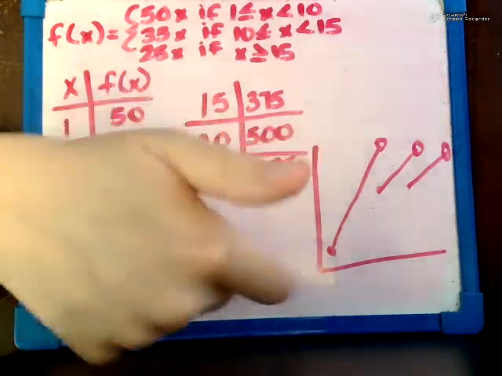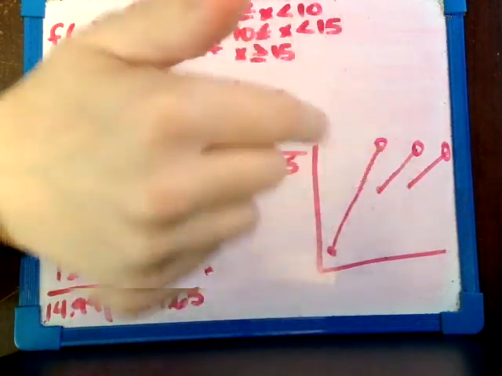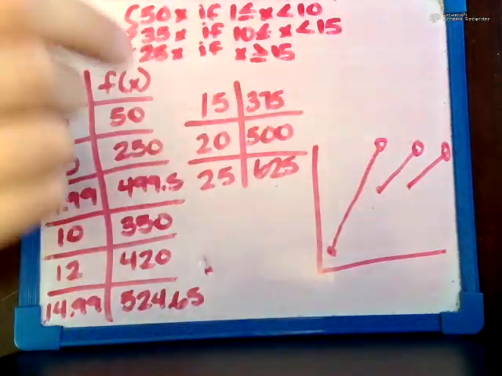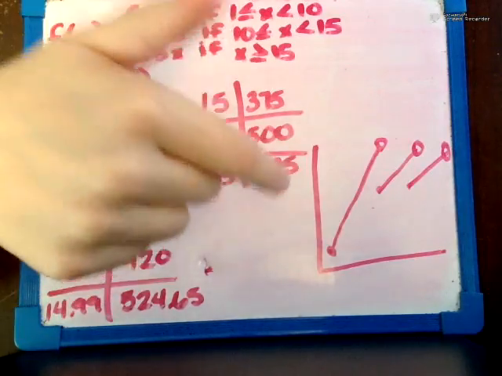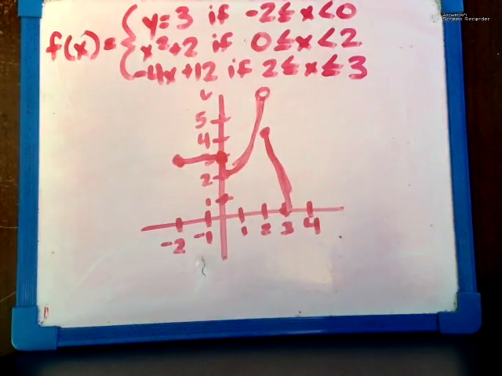For scale, on the x-axis, they went by 2s, so 2, 4, 6, 8, 10, 12. And for the y-axis, they went by 50s. 50, 100, 150, 200.